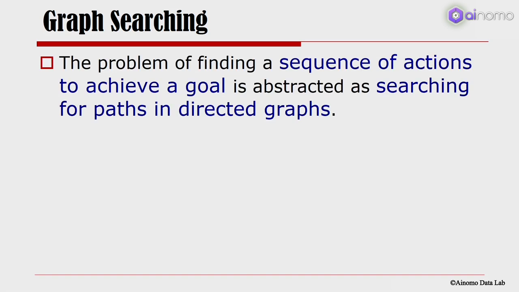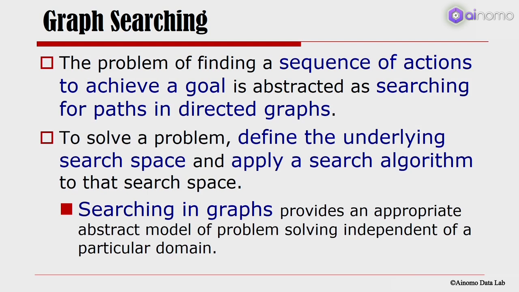So graph searching for problem solving, as state space search, is to find a sequence of actions to achieve a goal, or as searching for paths in a directed graph. To solve a problem, we define the underlying search space and then apply a search algorithm.